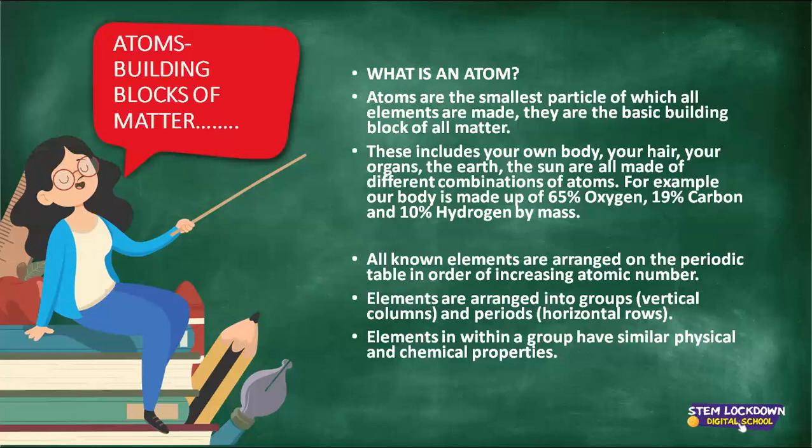So elements within a group have similar physical and chemical properties. What does that mean? If we go to group one, starting from hydrogen, lithium, sodium, potassium, you see that all these elements are in group one, so they will have similar physical properties and chemical properties. If you're looking at them, they almost appear to be similar. And when they are reacting, then you expect them to also do the same thing.